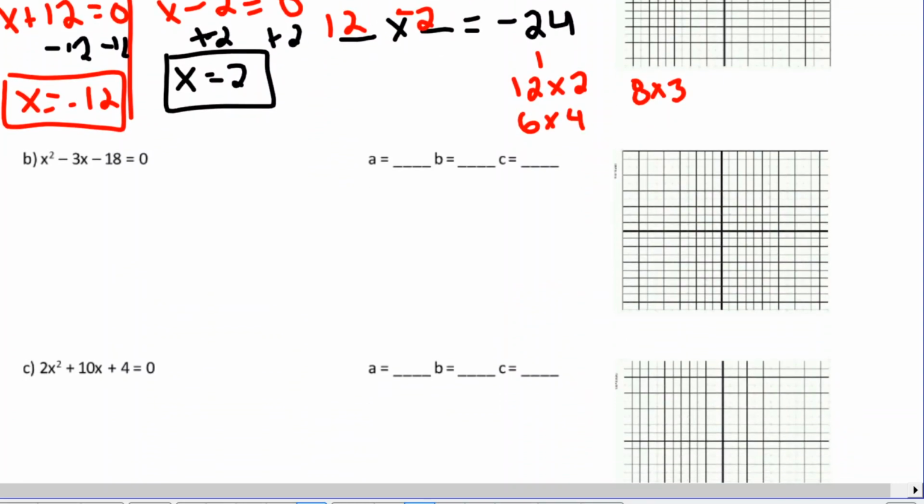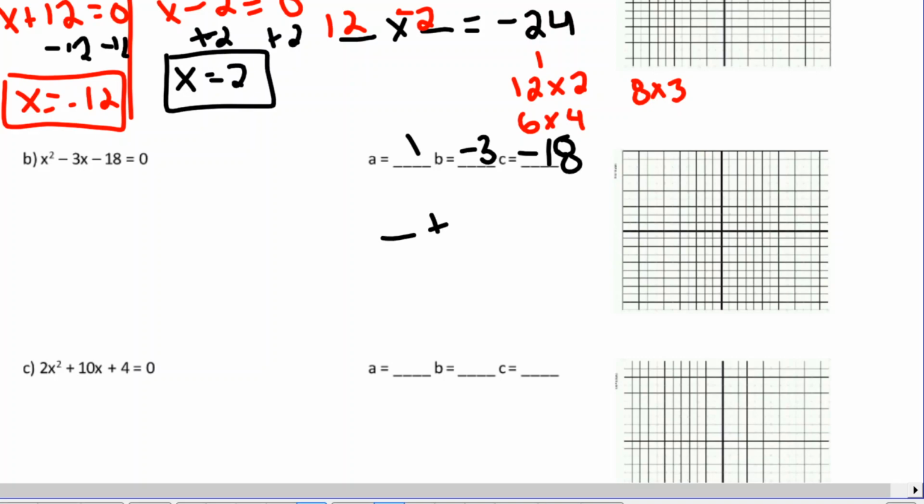So a lot of this just comes down to, can you factor? Then we solve using those factors. Let's look at another set. Our a value is 1. Our b value is negative 3, and our c value is negative 18.